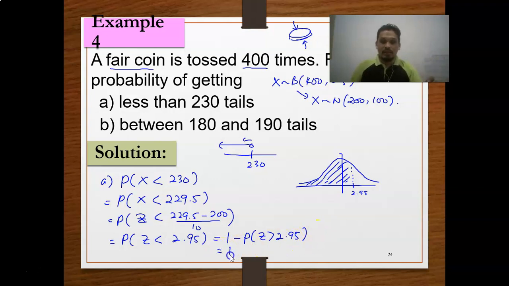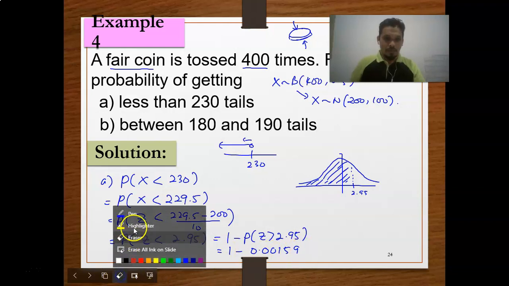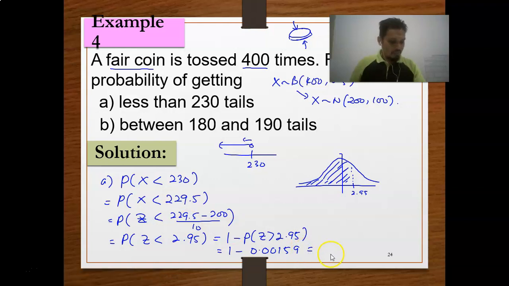So class, let's find out this one now. Z greater than 2.95. Here is 2.9 and match with 0.05. So 2.9 here is equal to 0.00159. Then 1 minus 0.00159 is equal to 0.99841.